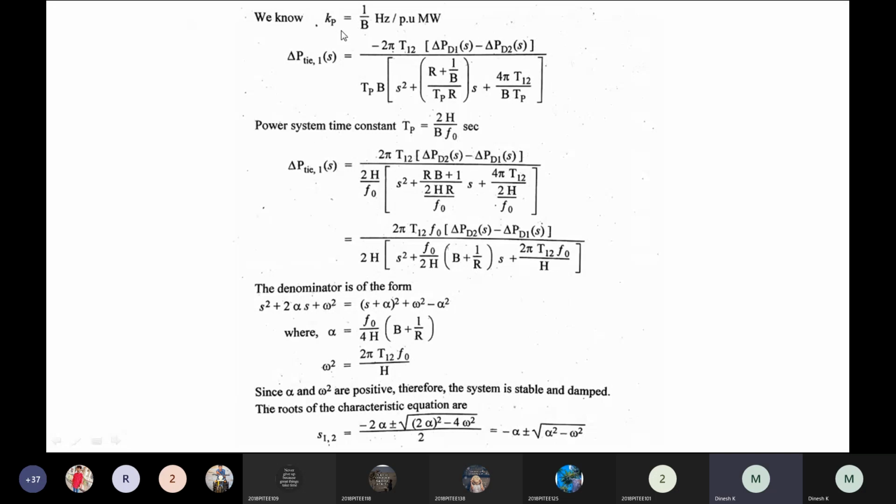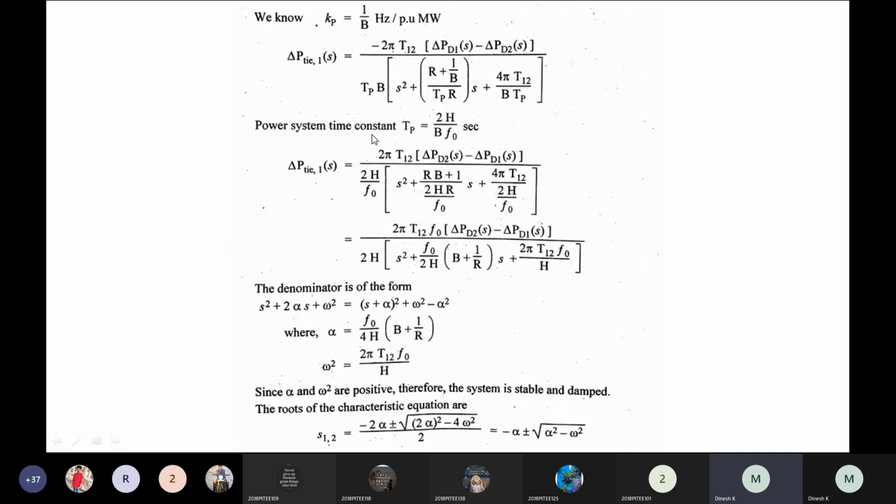Now we know that kp equal to 1 by b hertz per unit megawatts. I am applying it here: in the tie 1 of s that we got, I replace kp with 1 by b. So my equation is minus 2 by t12 del pd1 of s minus del pd2 of s divided by tpb s square r plus 1 by b tpr of s 4 by t12 btp.